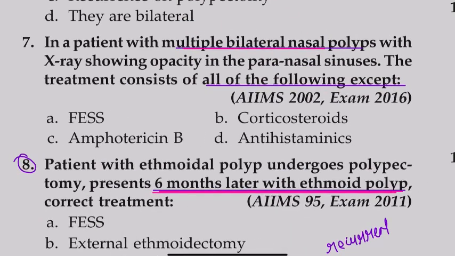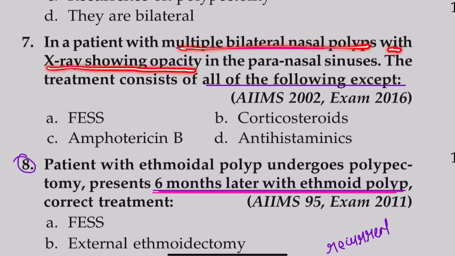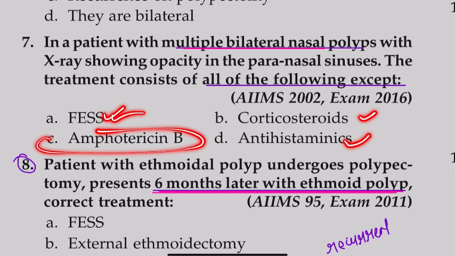In a patient with multiple bilateral nasal polyps with X-ray showing opacity in the paranasal sinus, the treatment consists of all of the following except. That means here it is talking about multiple bilateral nasal polyps, that is ethmoidal polyp. Treatment will include all except what? FESS, yes. Corticosteroid, yes. Antihistaminic, yes. But amphotericin B is not done here. The clinical description is suggestive of ethmoidal polyp, and there is no role of antifungal agent, that is amphotericin B.